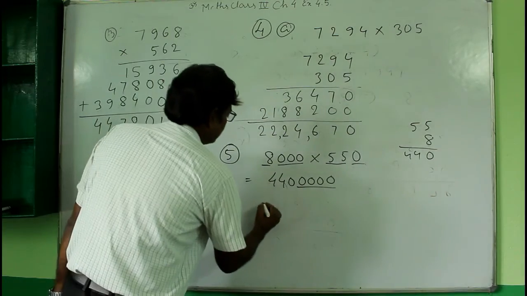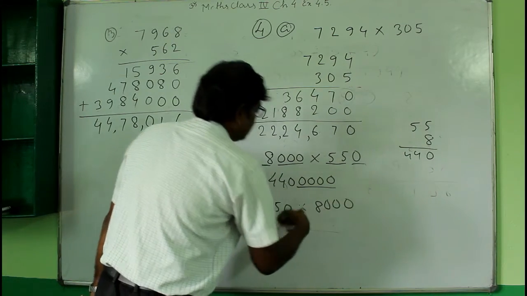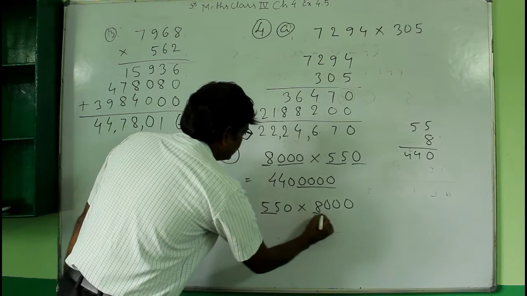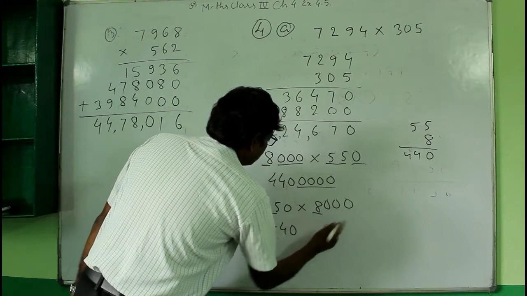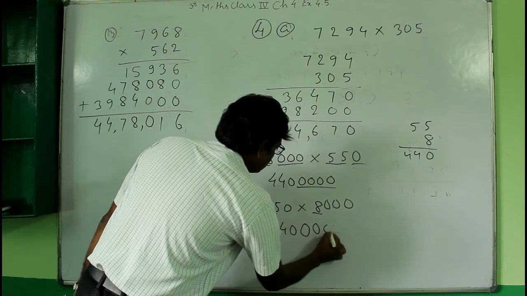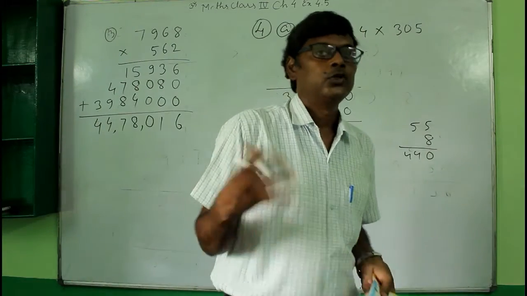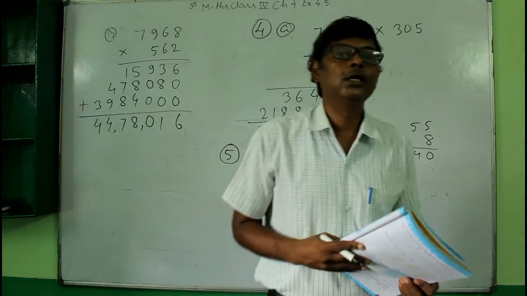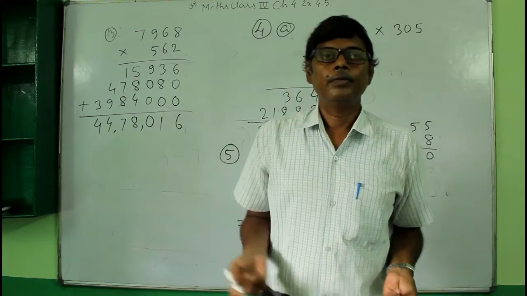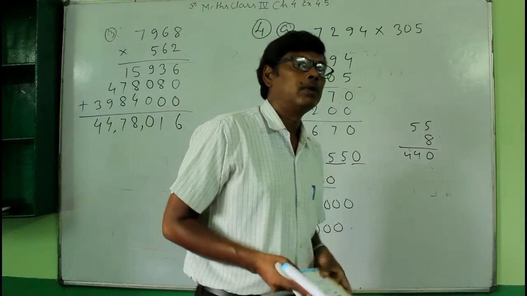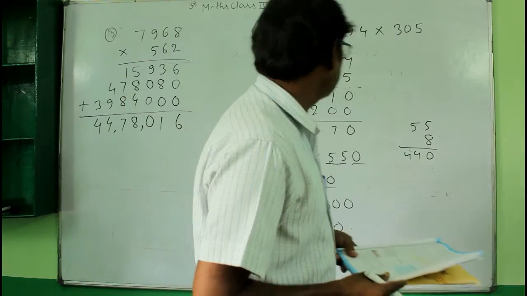Next, if you do 550 into 8,000, in that case also again 55 into 8 will be 440, and here again you have 1, 2, 3, 4 zeros, then put here 1, 2, 3, 4 zeros. So this is the answer of this question. So if you change the order of the multiplicand and the multiplier, the answer will remain the same. Okay, this is the property of multiplication. So this is the answer of this.